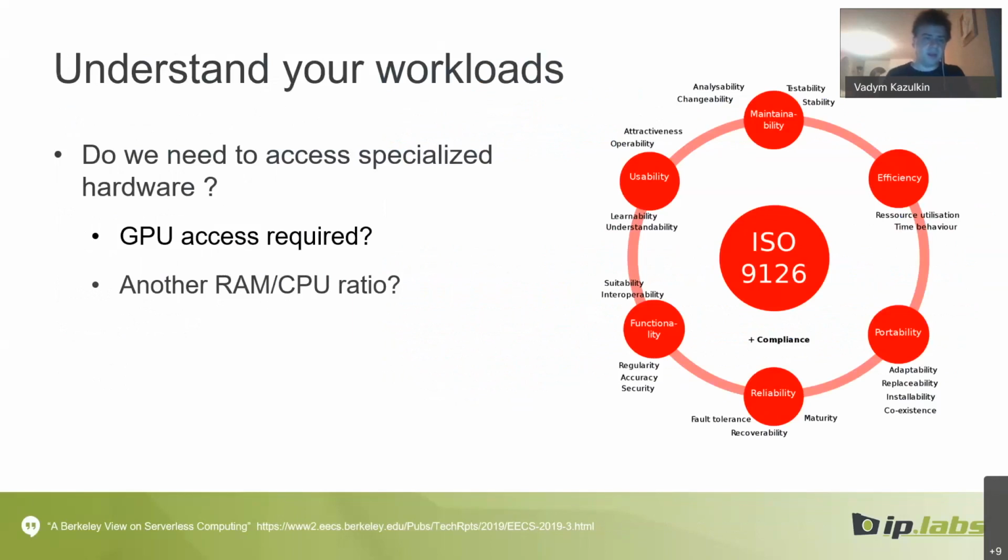But there are also other use cases there. For example, do you need specialized hardware, some kind of GPU access? It's currently not possible with Lambda, with AWS. Generally, serverless is probably not the right solution for GPU-based applications, but it's possible with containers, where you can assign a fraction of a GPU and so on.